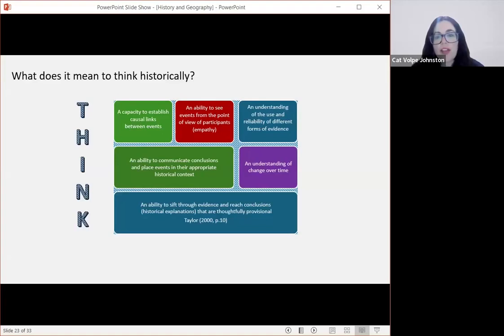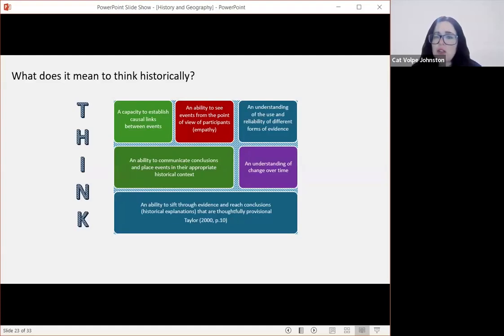You'll hear a lot about thinking historically, or what it means to think historically. Thinking historically underpins the curriculum in history. And thinking historically involves these main 6 points. A capacity to establish causal links between events. So students being able to do that, making those connections. An ability to see events from the point of view of participants. So having empathy for others with the different points of view.